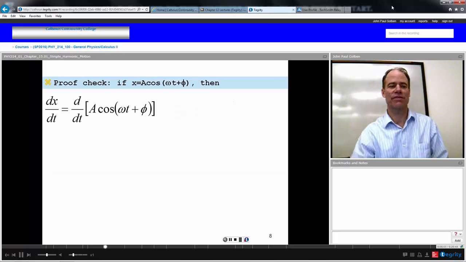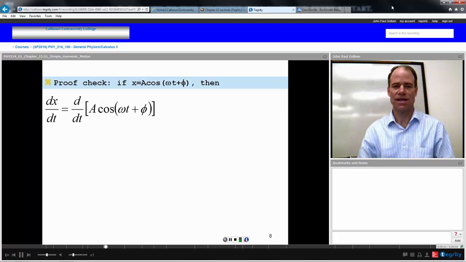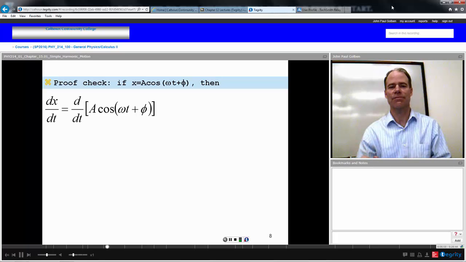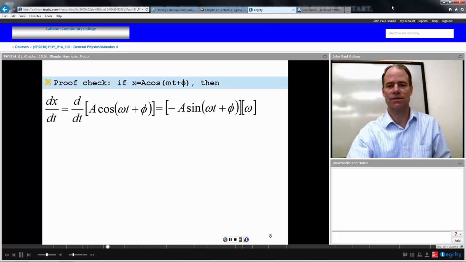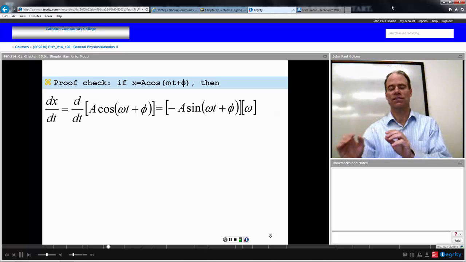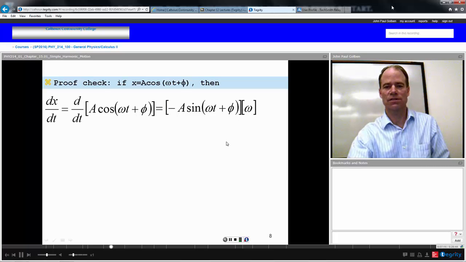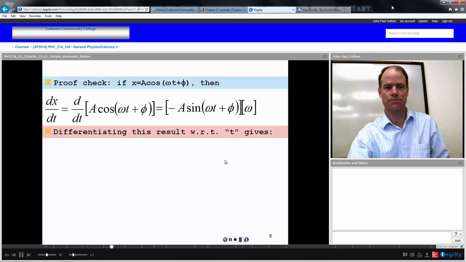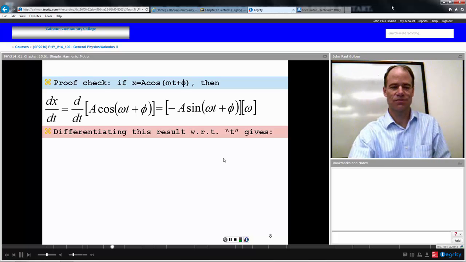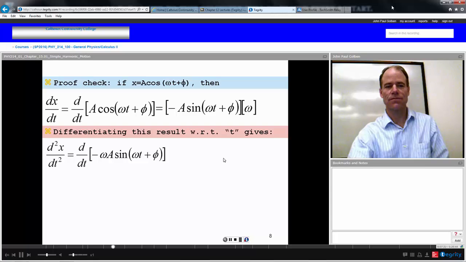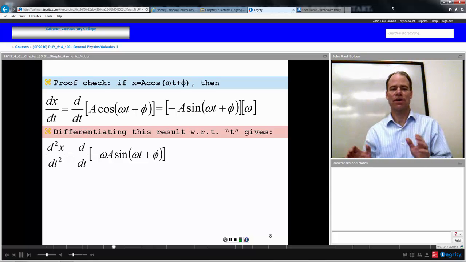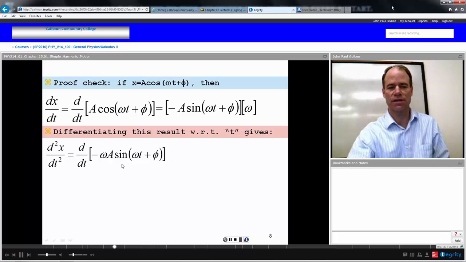Let's take the derivative of this solution x as a function of time, the derivative of A cosine omega t plus phi. The derivative of cosine is sine, and then by the chain rule I have to take the derivative of what's inside the function, omega t plus phi. Phi being a constant, that's going to just give me omega, so that's my derivative as a function of time of my position, which should be the velocity as a matter of fact. And then taking the derivative of that will give me the second derivative, the acceleration.